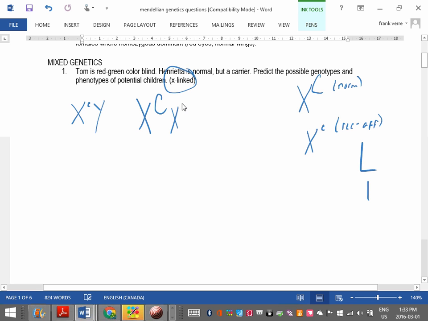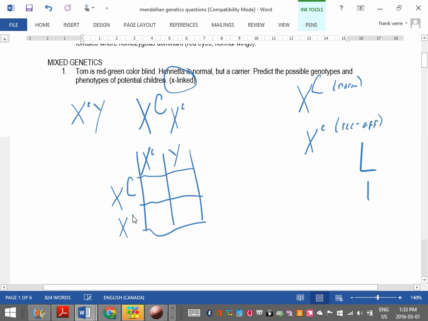Okay, good. So carrier means she's heterozygous, right? Okay. So when we do the Punnett square, this is a monohybrid cross because we're only dealing with one characteristic, one gene. So the male can donate an X or a Y. The female can donate the X with a big C or X with a little c.